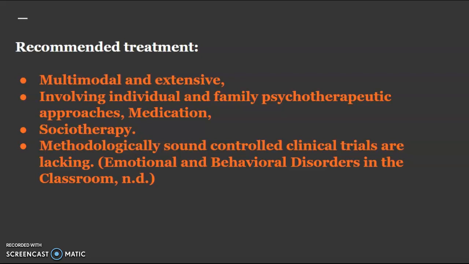So the recommended treatment is multimodal and extensive, involving individual and family psychotherapeutic approaches, medications, and social therapy. Methodologically sound controlled clinical trials are lacking. So this is a lot of treatment for him right now, and it is not clear. There are a lot of trials to try to find out what is the best way to help him. The condition is most common during childhood, but can become severe when they grow to be adults.